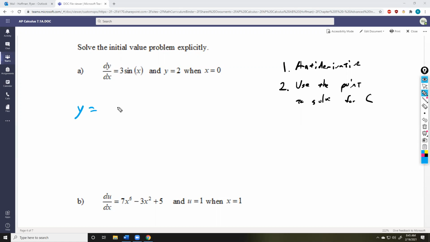So y equals the antiderivative of 3 sine of x. Well, there's going to be a 3 out in front here. The antiderivative of sine is going to be a negative cosine. Right? Because the derivative of cosine would be negative sine. So in order for it to be a positive, it had to start off being negative. Plus c.